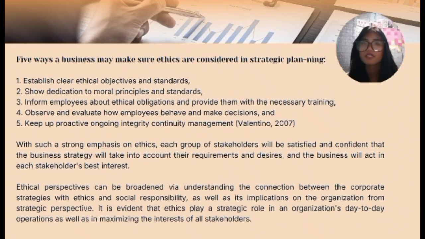Number 5 is ethics in strategic planning. Ethics means doing what is right and responsible in business decisions. So there are ways to include ethics. Number 1 is you need to set clear and ethical rules. Number 2 is practice ethical behavior. Number 3 is you need to train employees about ethics. Number 4 is you monitor employee actions. And number 5 is to maintain honesty and integrity.